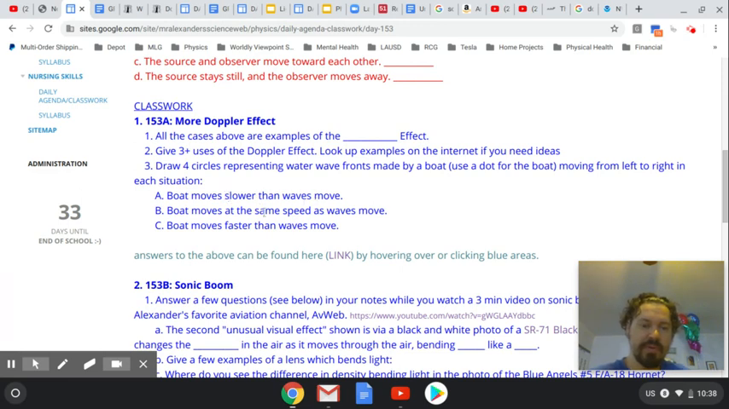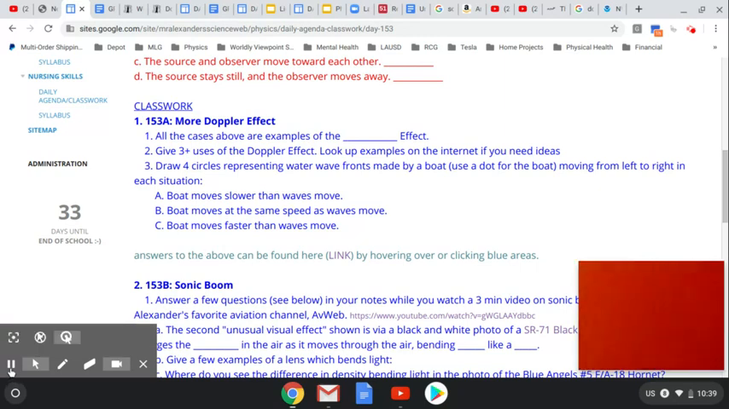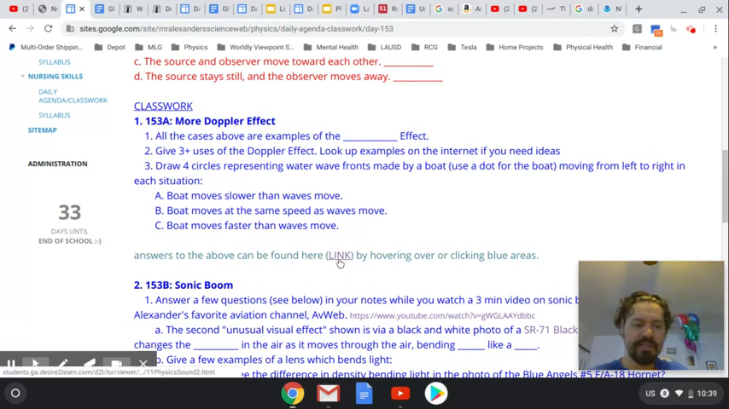Think about what it would look like if the boat was going the same speed and if the boat was going faster than the waves, and try and draw what you think that would look like. Okay, go ahead and pause and do that now. Okay, welcome back. You can check the answers to this by clicking on this link.